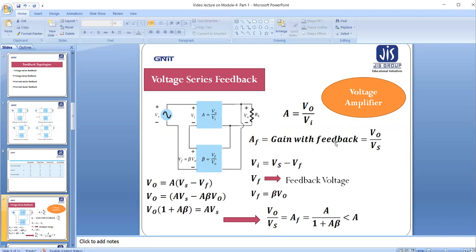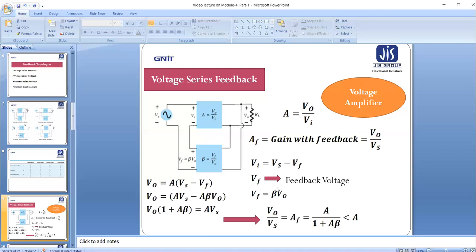AF is gain with feedback. It is equal to V naught by Vs, as we have already observed in the previous table. So AF is nothing but V naught by Vs. Vi equals Vs minus Vf. Vf is the feedback voltage, and Vf is written as beta V naught because it is the voltage.